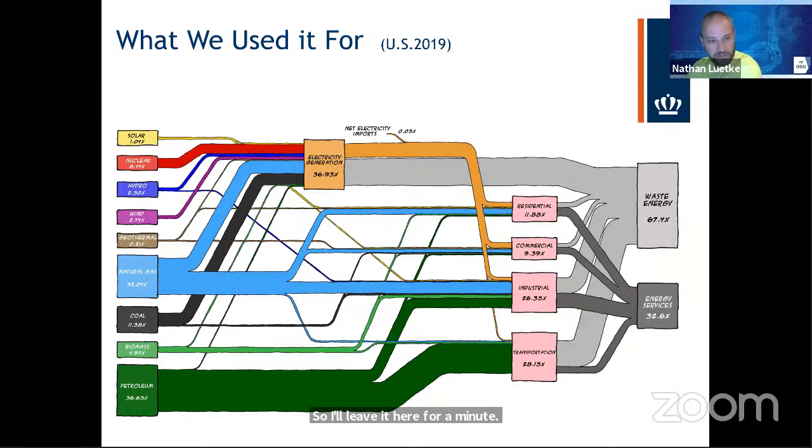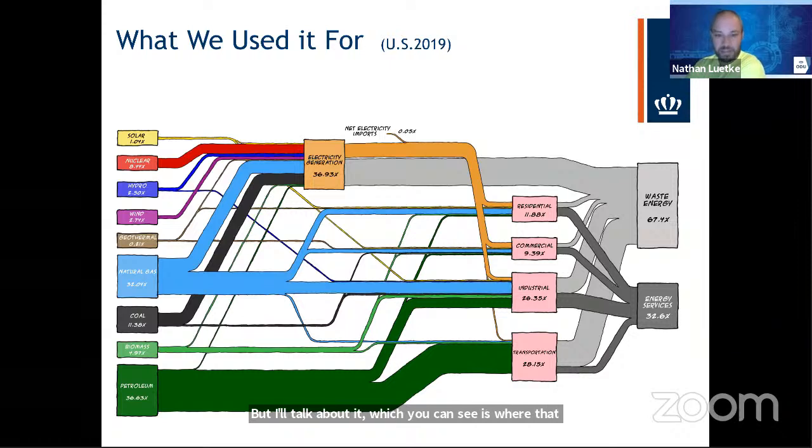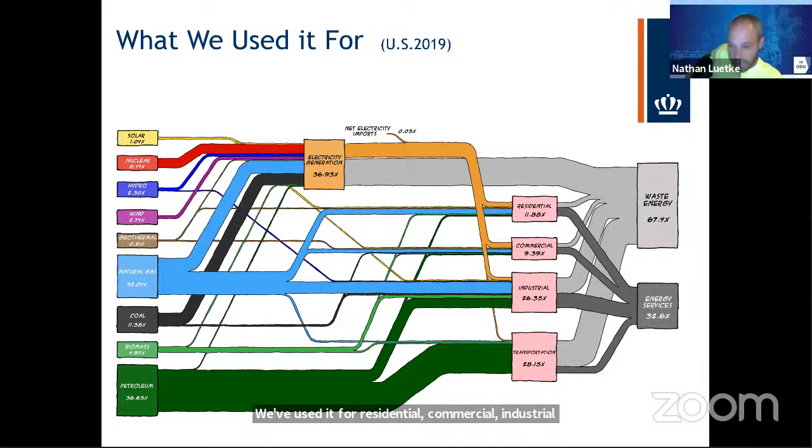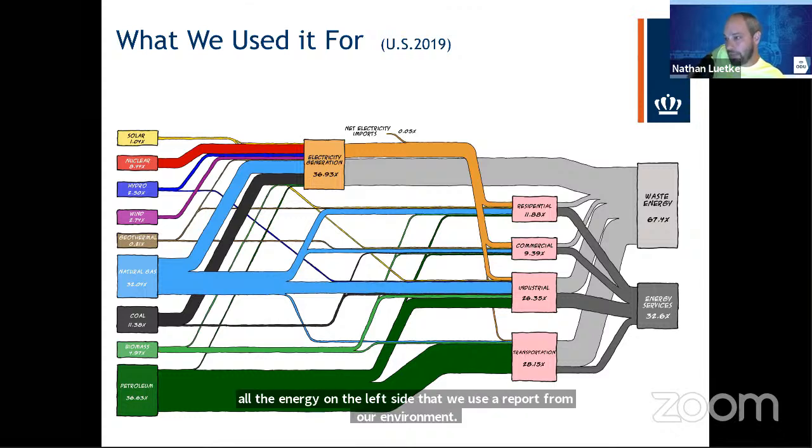What you can see is where that energy went. And the bulk of it, 37% of it went to electricity generation. Electricity generation, you can see, is used for a lot of different things. We've used it for residential, commercial, industrial, a little bit transportation. But what's really important here is that far right side column there. Of all the energy on the left side that we pulled from our environment, 67.4% of it was wasted.